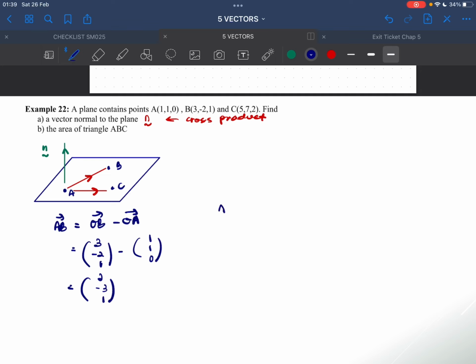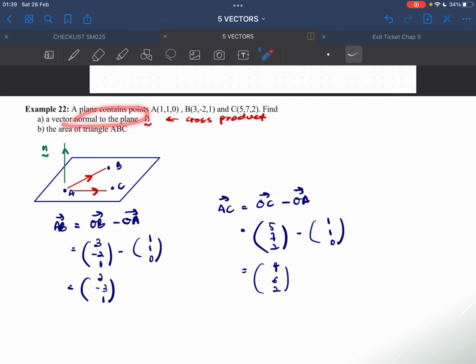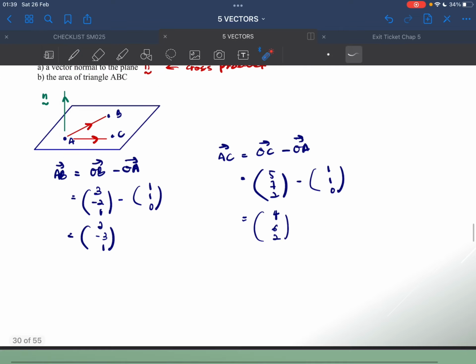And we have to find AC, the direction vector of AC, which is OC minus OA. So C is (5, 7, 2). A is (1, 1, 0). So here we have (4, 6, 2). So we have our AB, AC. The question asks to find a vector normal to the plane, which means we have to find the cross product between these two direction vectors.